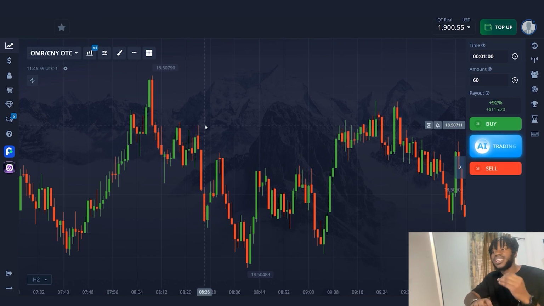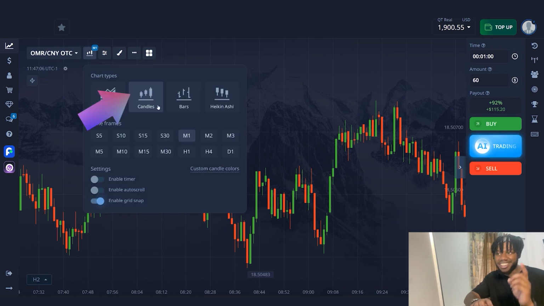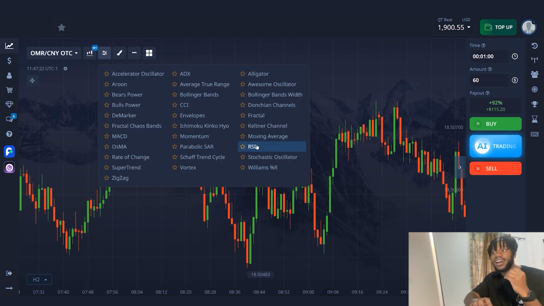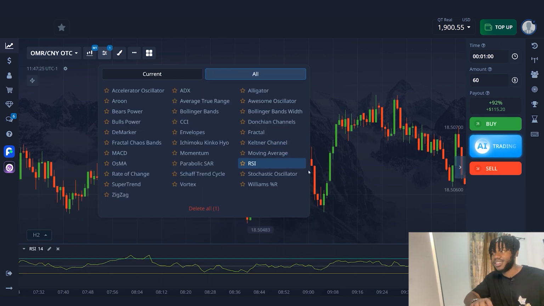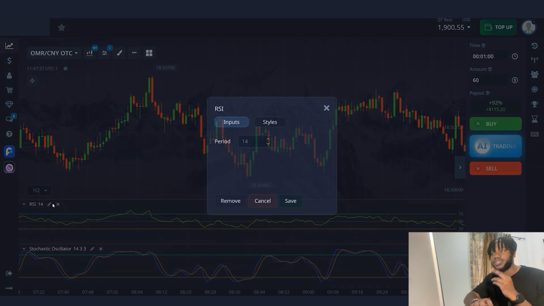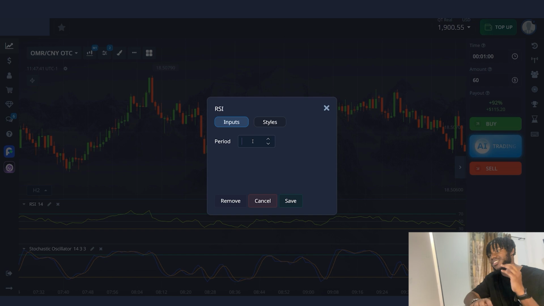Today, I'll show you this strategy, but first, let's go through the basic account settings. For this strategy, I use a 1 minute time frame. The chart type will be candles. I'm also going to need two indicators. These will be the RSI and stochastic oscillator. We're going to reduce the period for the RSI indicator to 7. This is necessary to better see price fluctuations.